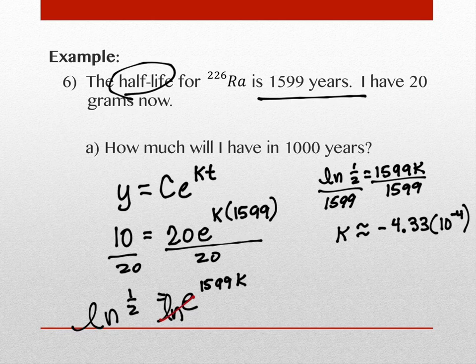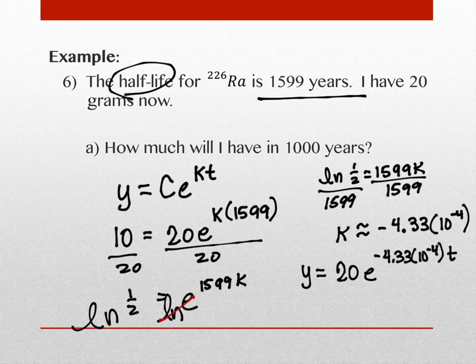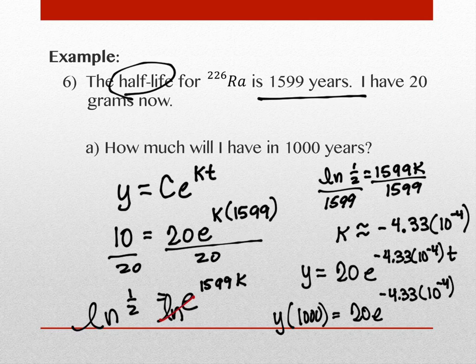So this k value is approximately negative 4.33 times 10 to the negative 4th, which means my model is y equals 20 e to the negative 4.33 times 10 to the negative 4th times t. And if I want to figure out how much of this substance will remain after 1,000 years, I'm going to put the number 1,000 in for t. So this is 20 e to the negative 4.33 times 10 to the negative 4th, and I'm putting in the number 1,000.